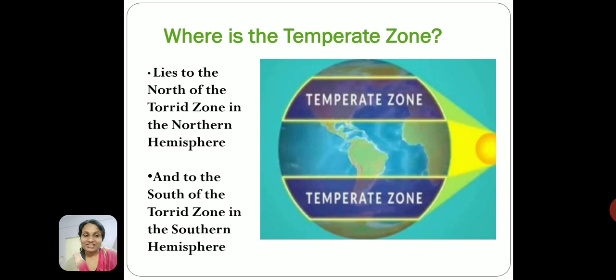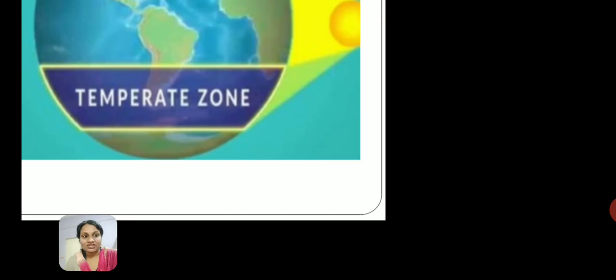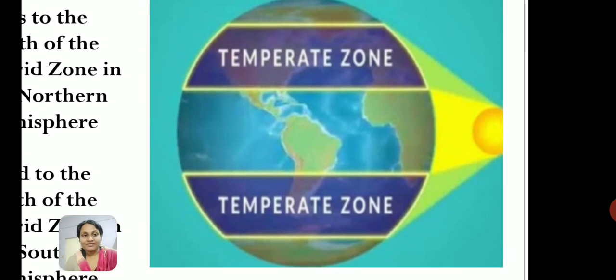Do you all remember which zone lies at the center, near the equator? It was the torrid zone. And how is the weather at the torrid zone? Hot. Why? Because it is closer to the sun. If you look at the image, you will see that the torrid zone is closer to the equator, and so this climate is going to be hot. That is why it is torrid.